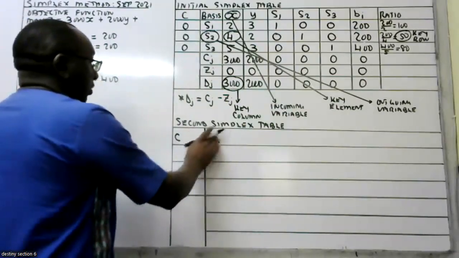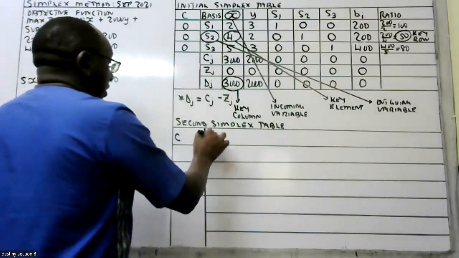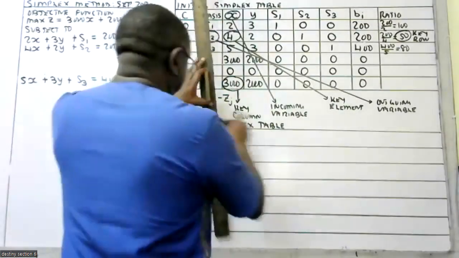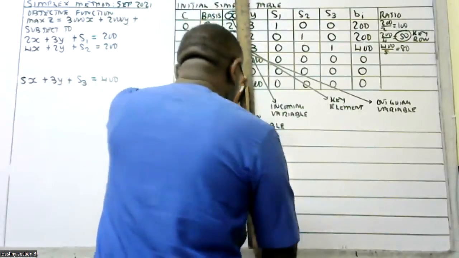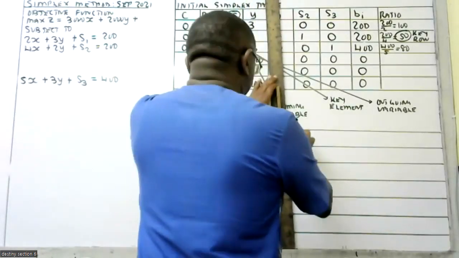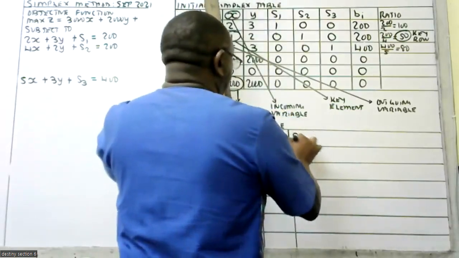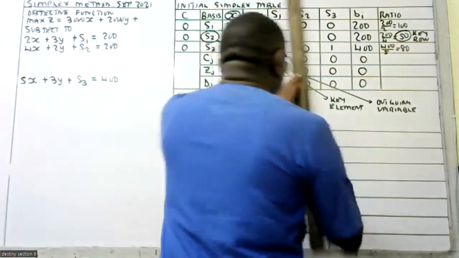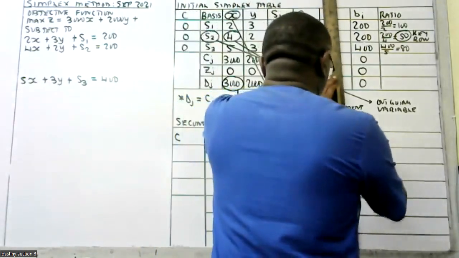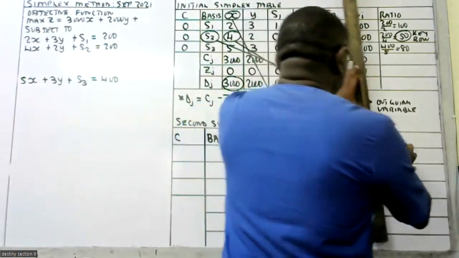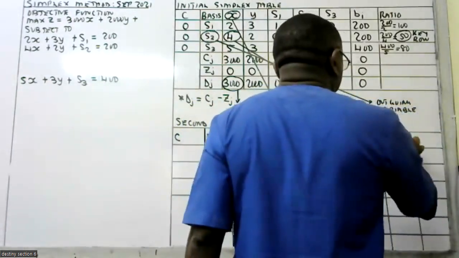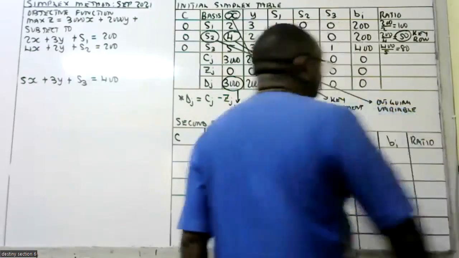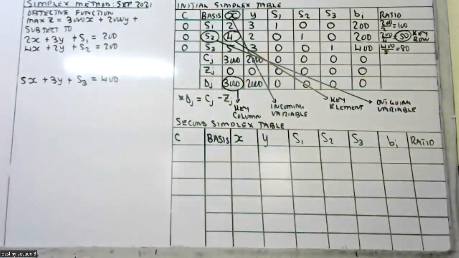So I have basis first, followed by X, followed by Y, followed by S1, followed by S2, followed by S3, followed by BI, and then in case there will be need, we will have ratio.